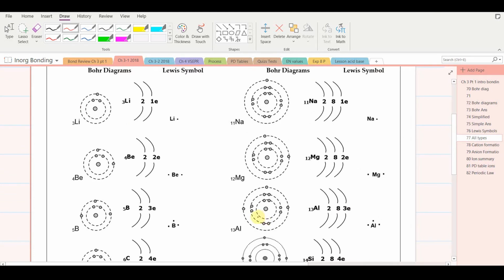So notice all 3 of these diagrams for aluminum, they tell us exactly the same thing. We're really not concerned with the inner electrons in the first and second shell for aluminum. It's only the valence shell electrons that will bond, and so that's all we show in the Lewis symbols, and these are certainly the most convenient to use.